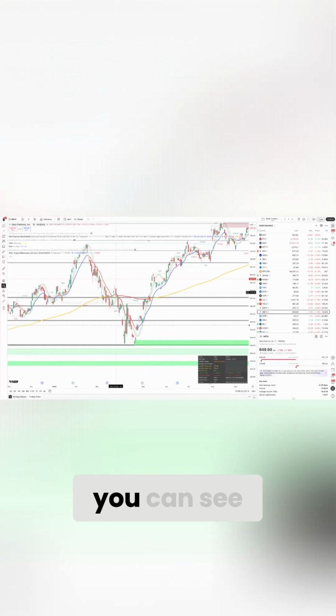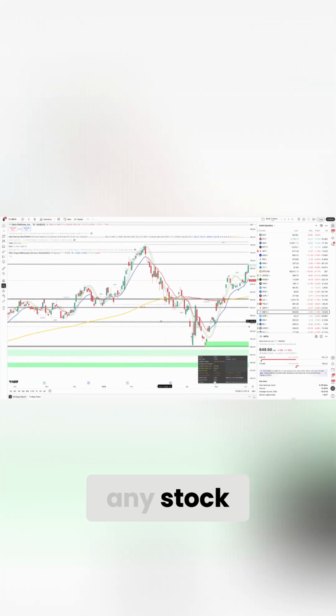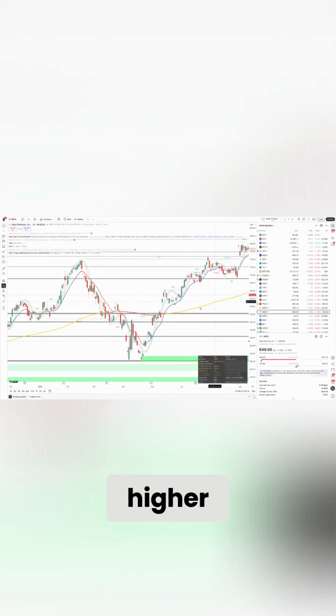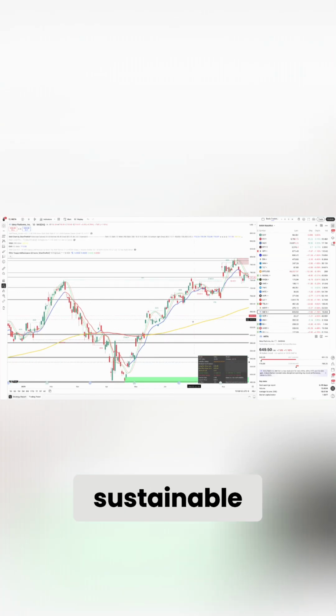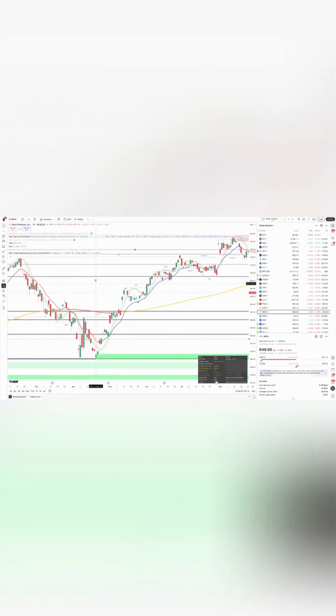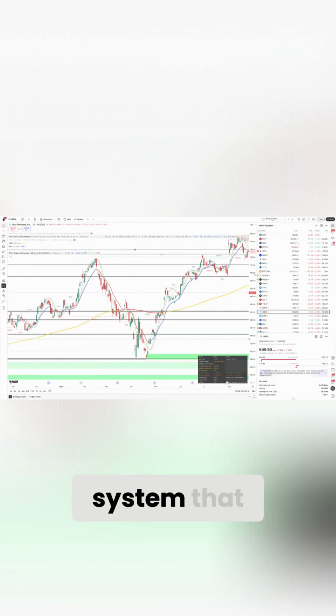When it got below it, you can see it's ready to get into the downtrend, and you can see that over and over again on any stock. You want to see these shorter term moving averages above the higher ones so that you can have a sustainable uptrend. Okay, so today what we're going to talk about is realizing when it's time to trade and a confirmation system that you need to use.